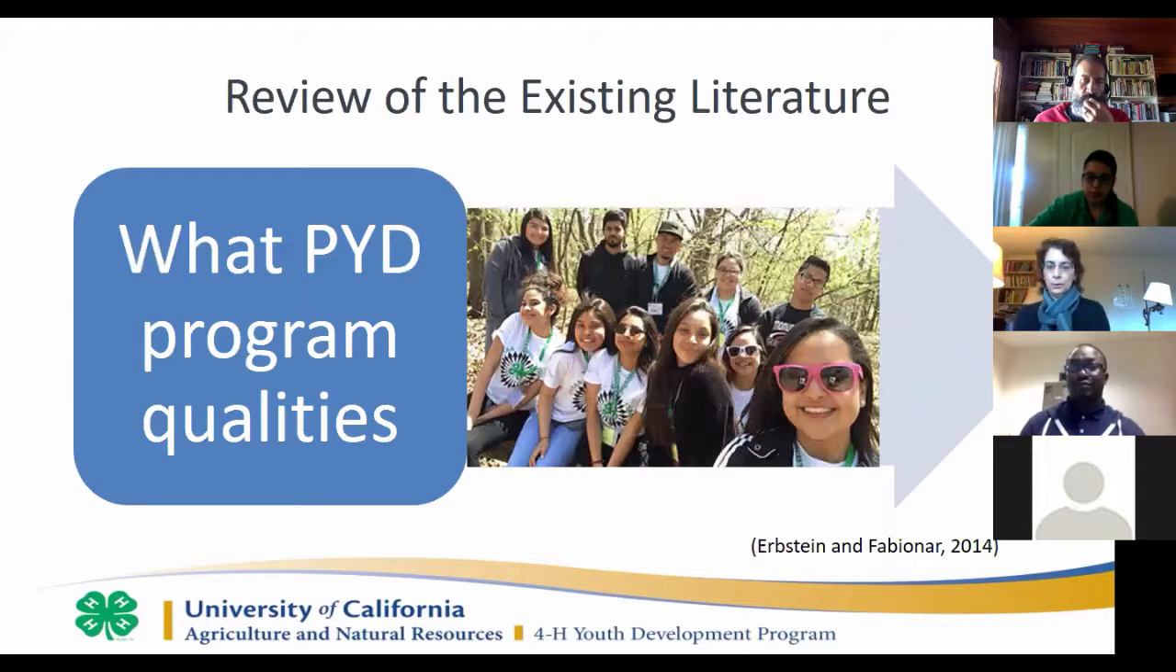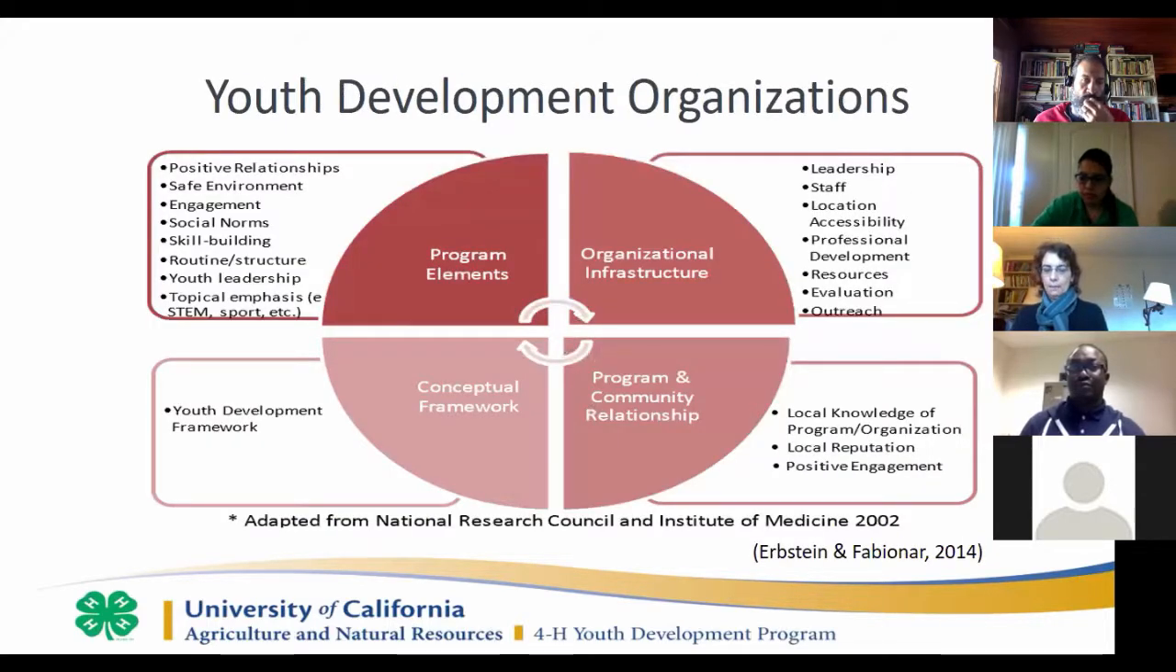outcomes? To frame this literature review and the question that was answered, this wheel was adapted from the National Research Council and Institute of Medicine to present the elements of youth development organizations. In the left quadrant, you have the program elements, which might include the things happening on the ground, like engagement, safe environment, building skills, youth leadership, STEM, etc. On the right top quadrant is the organizational infrastructure that includes the staff, the location, the resources, evaluation, and outreach that we do. In the bottom right, you have the program and community relationships, and this is how we engage with the community. And on the bottom left is the conceptual framework.